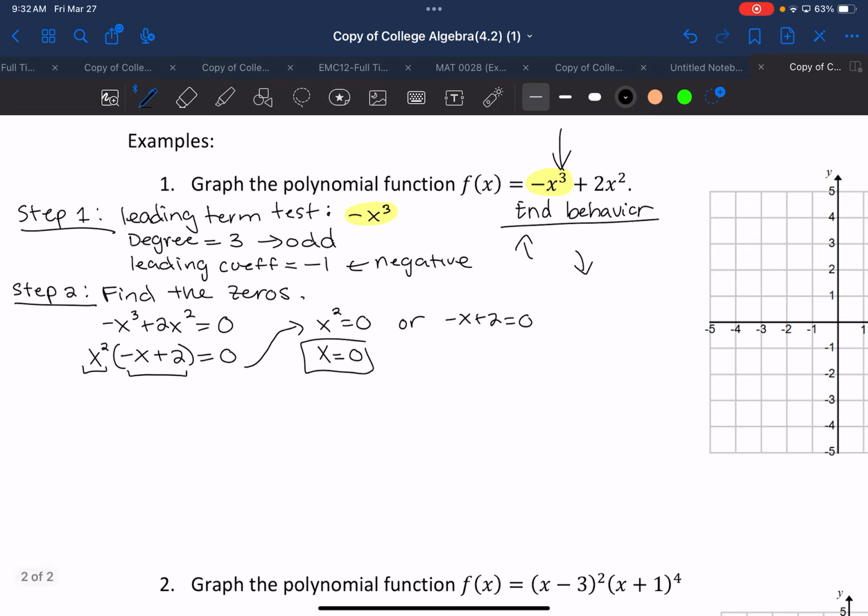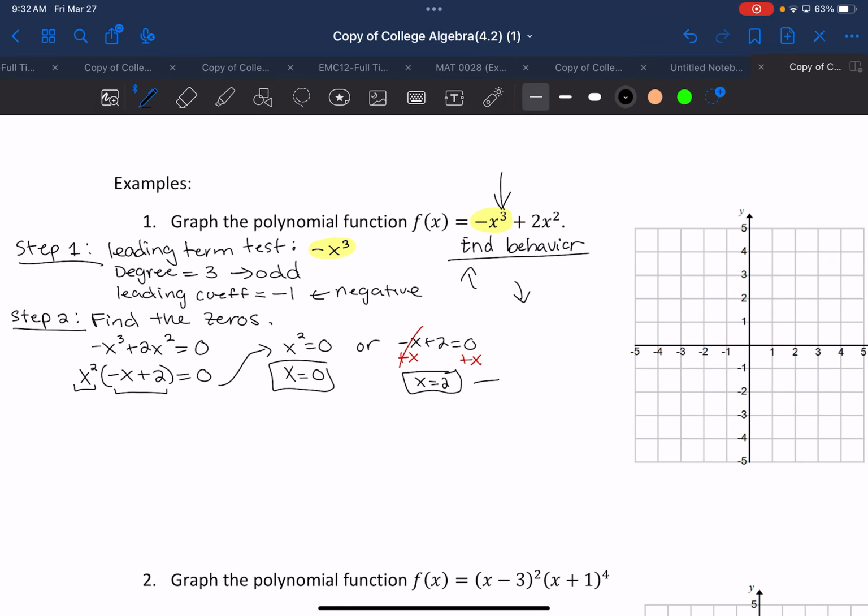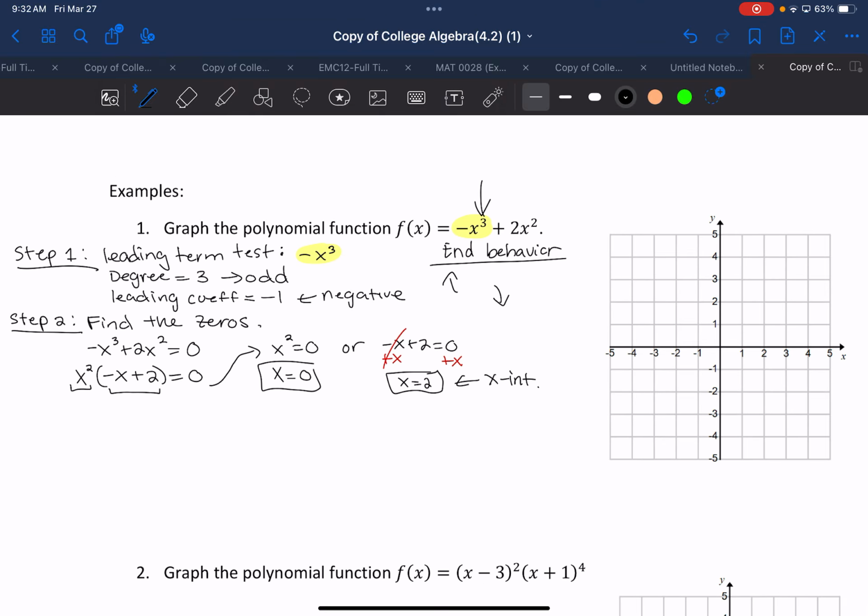And the next one, I can add x to get the x to be positive over here. And so x would be equal to 2. So these are my 2 x-intercepts. So I can go ahead and plot these on my graph, because those are 2 definite points that will be on this graph. Now, again, I'm doing this by hand on my iPad, but you're doing it on paper.